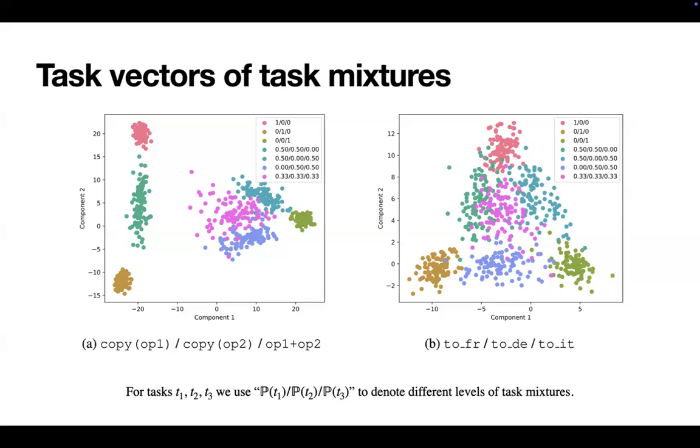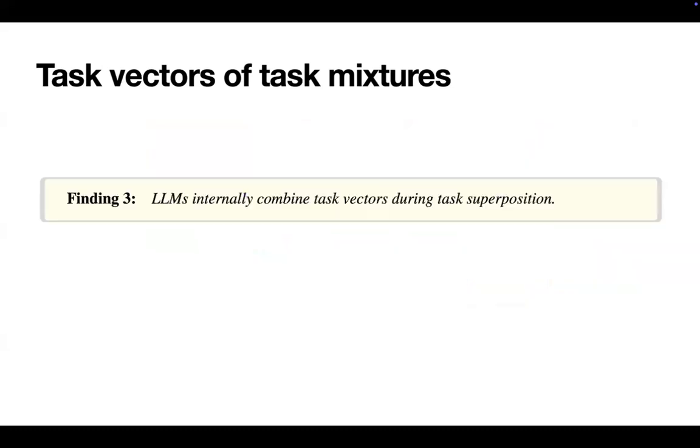For example, these green dots correspond to test vectors of prompts with only the first and second test. The test vectors lie roughly on the connecting line between those test vectors. So we see this as an indication that LLMs probably internally combine those test vectors during test superposition.